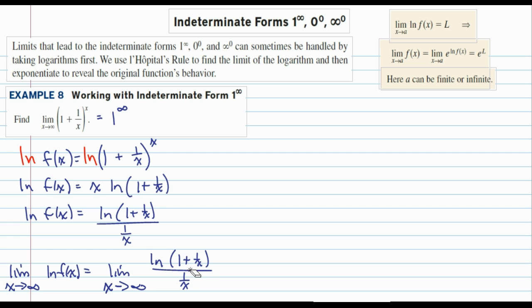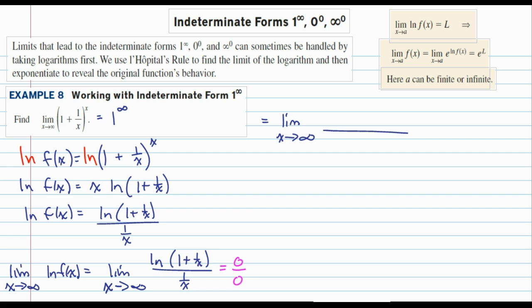So now that I'm taking the limit, let's think about what happens as x approaches infinity. Well, the numerator, the natural log of 1 plus 1 over infinity. So 1 over infinity would be 0. The natural log of 1 is 0. And then 1 over infinity again is 0. So we have a 0 over 0 situation, which we're very familiar with now with L'Hopital's rule.